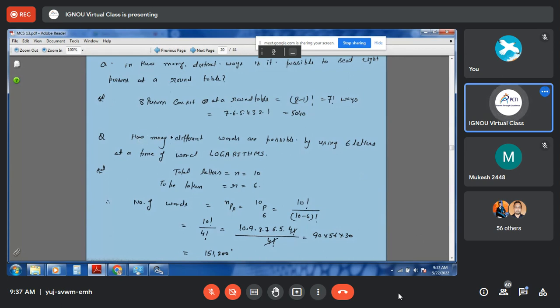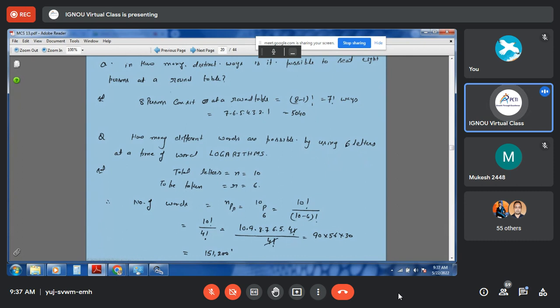The numerical here is how many different words are possible. It's from the same family we discussed. In place of DISTINCT, it may be EQUATION, it may be PERMUTATION. You can try it at home.